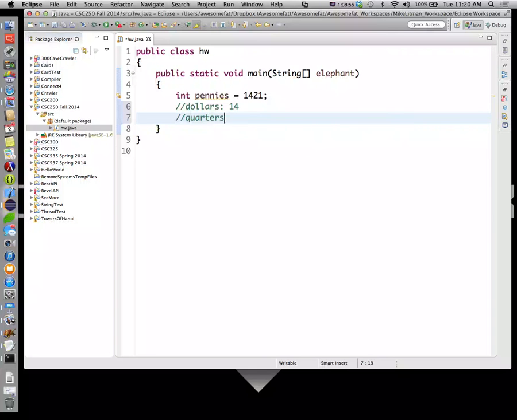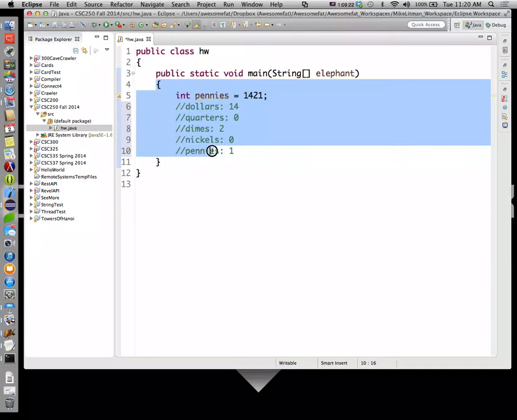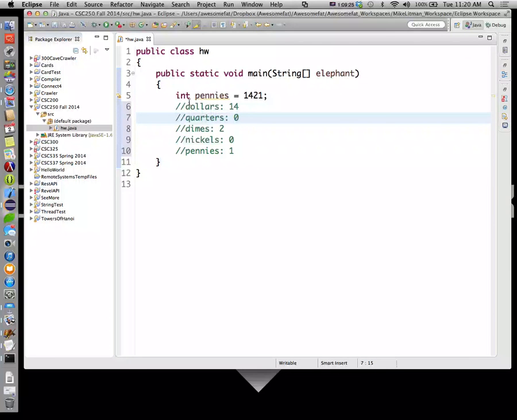quarters 0, dimes 2, nickels 0, pennies 1. So we have $14, no quarters, 2 dimes, no nickels, 1 penny. All right? And everything you need to do we learned in class today. So you're probably going to create several more variables and then 5 print statements to print out the value of those variables. That make sense?